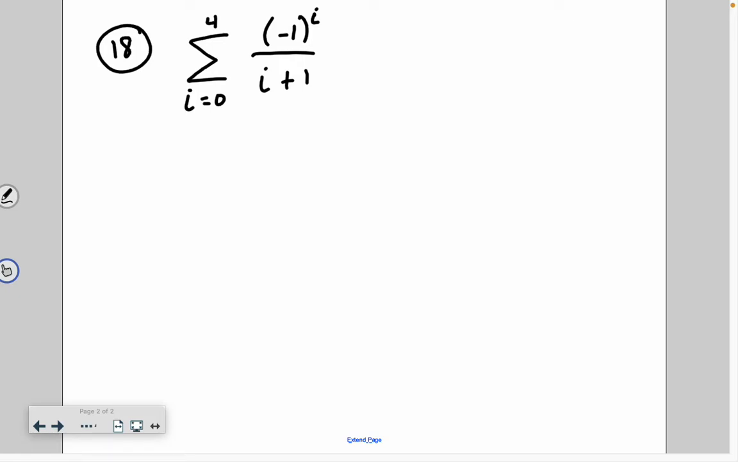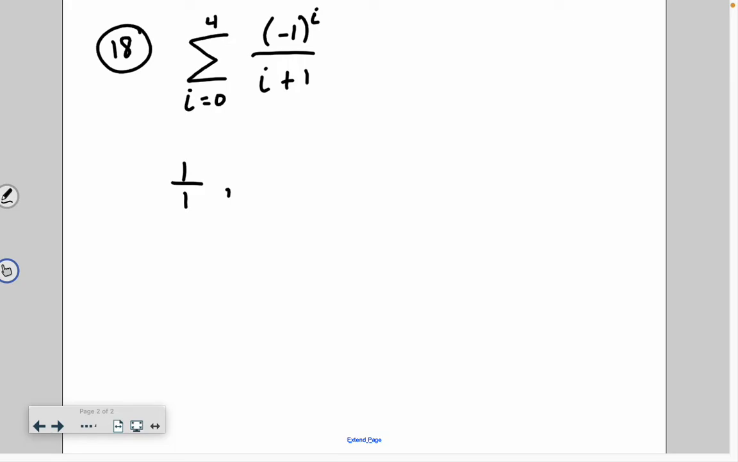So if I plug in 0 into the formula, -1 to the 0 power is what? 1. Yep. Anything to the 0 power is 1. Denominator, 0 plus 1 gives you 1. So there's your first 1 over 1. If you want to reduce it to 1, that's fine. There's the 0 term, your initial value, if you will.